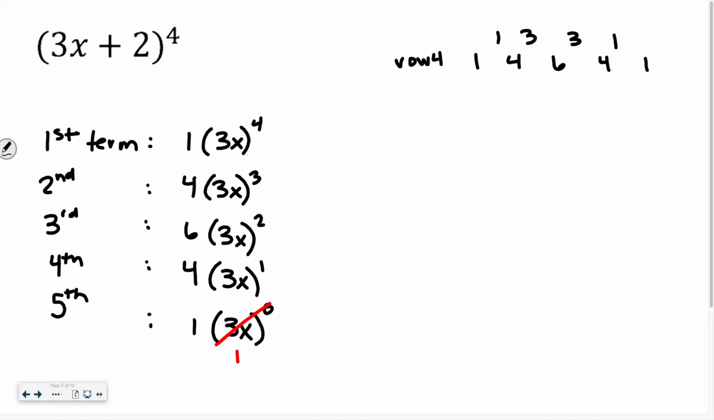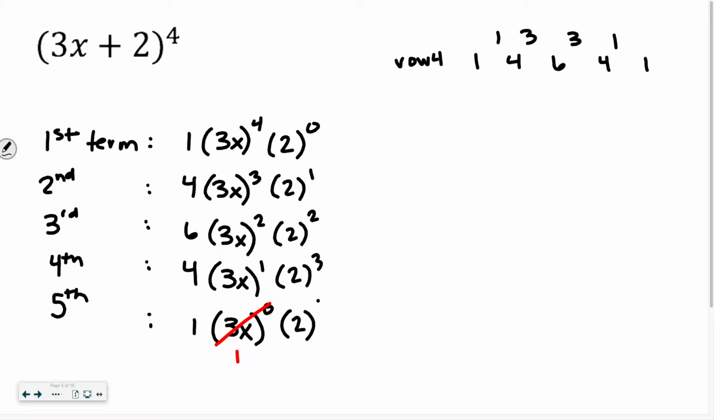Then take the second term. What's your second term? 2. In this case, we have a positive 2 because it's plus 2, so we don't need to worry about the negative. I just use parentheses to protect that term for my exponents in case I need it. And what's the pattern for the second term? Start at 0, the lowest. 0, 1, 2, 3, 4. Remember, you can always check that these two exponents should add up to 4 for all the terms. 4 plus 0, 3 plus 1, 2 plus 2, 1 plus 3, 0 plus 4. And we know that 2 to the 0 is 1.